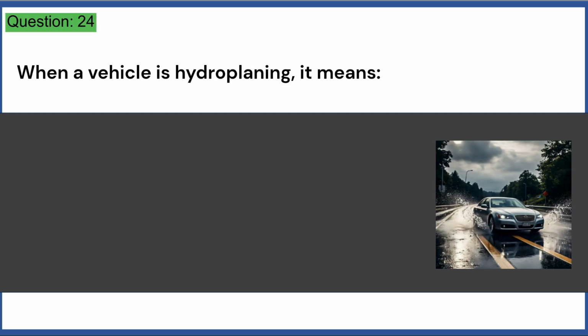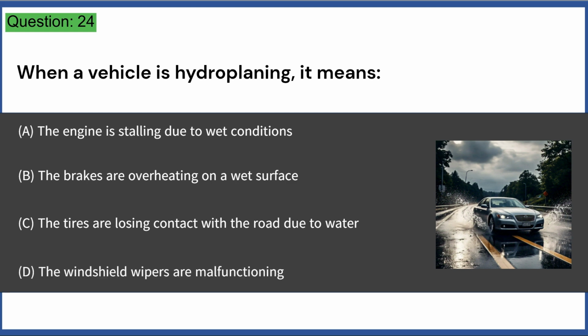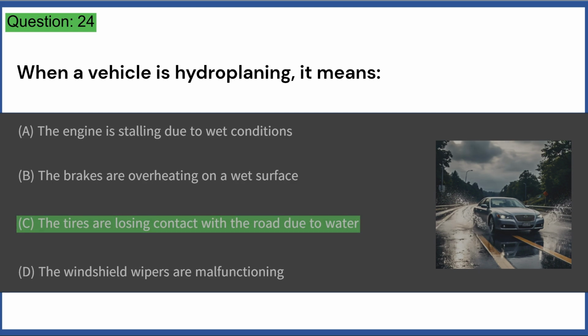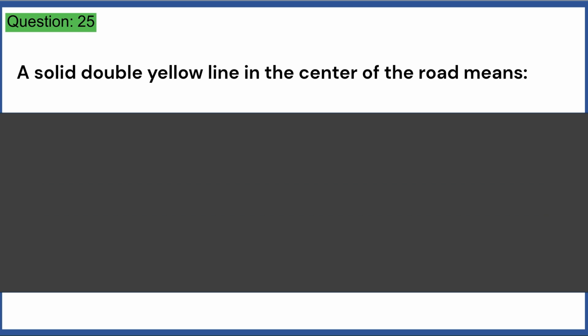When a vehicle is hydroplaning, it means: A. The engine is stalling due to wet conditions. B. The brakes are overheating on a wet surface. C. The tires are losing contact with the road due to water. D. The windshield wipers are malfunctioning. Answer: C. Hydroplaning occurs when the tires lose contact with the road due to a layer of water, causing a loss of control.